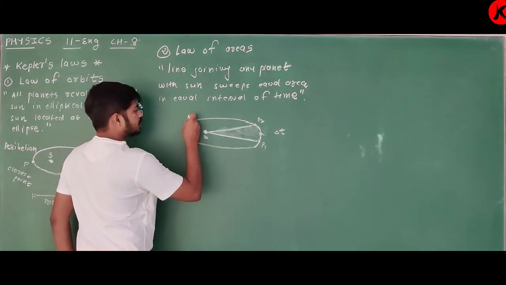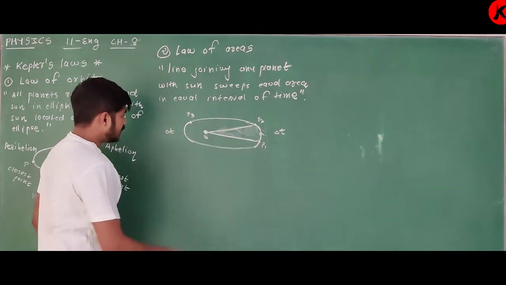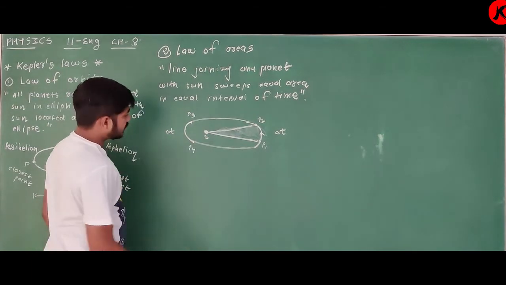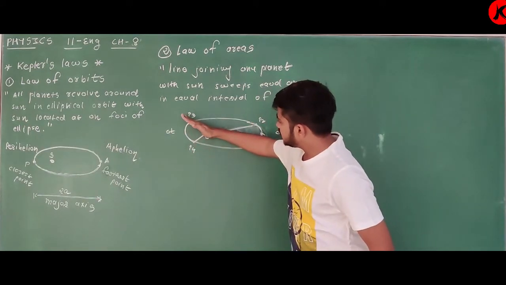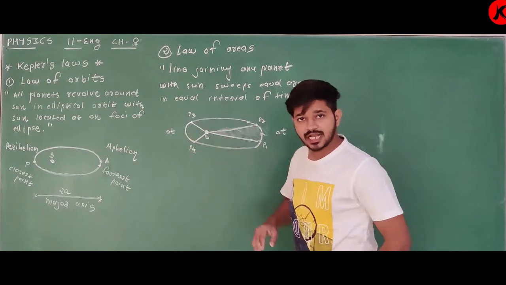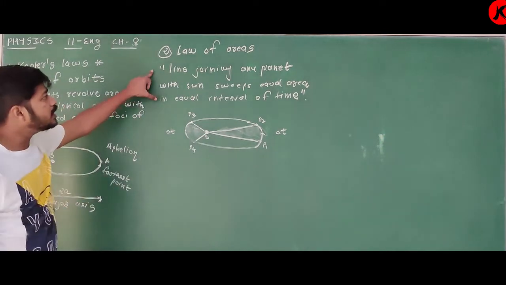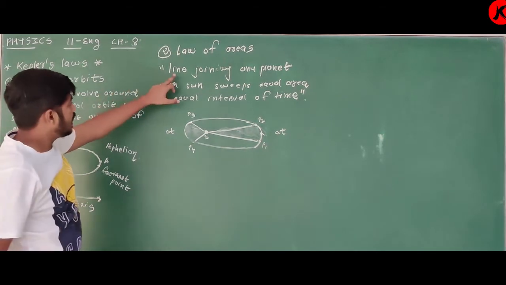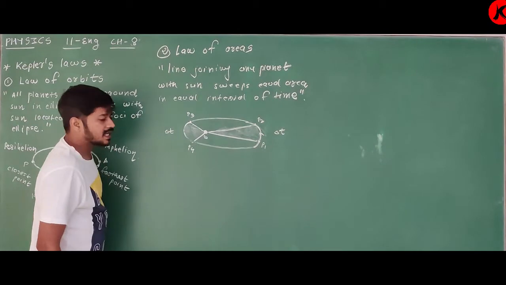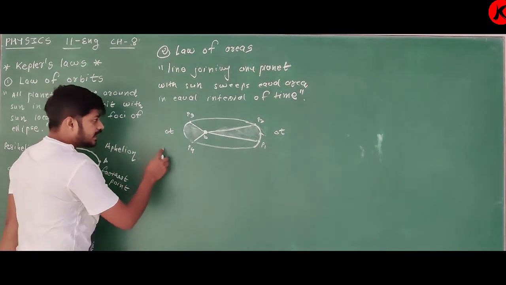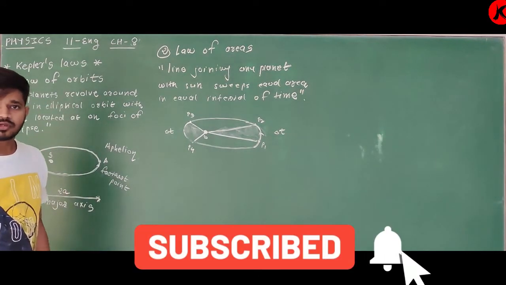If the planet is here at P3 and in the same time interval delta t it moves from P3 to P4, then again, in time delta t, this is the area swept by the line joining the Sun with the planet. So according to this law of areas, the line joining any planet with the Sun sweeps equal area in equal time interval. From P1 to P2 it takes time delta t, and from P3 to P4 it takes time delta t. It means these two areas are equal. Clear here?